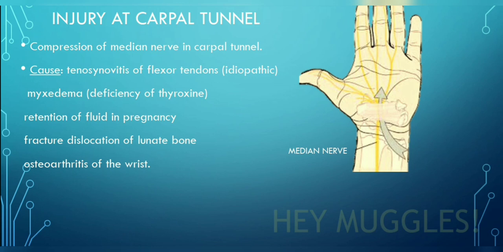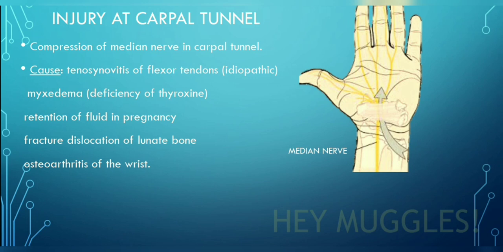First is injury at the carpal tunnel. So what is the carpal tunnel? The carpal tunnel is basically a tunnel that is formed by the anterior concavity of the carpal bones and the flexor retinaculum. We have already discussed the flexor retinaculum in detail in a separate video. So what are the clinical characteristics of injury at the carpal tunnel?